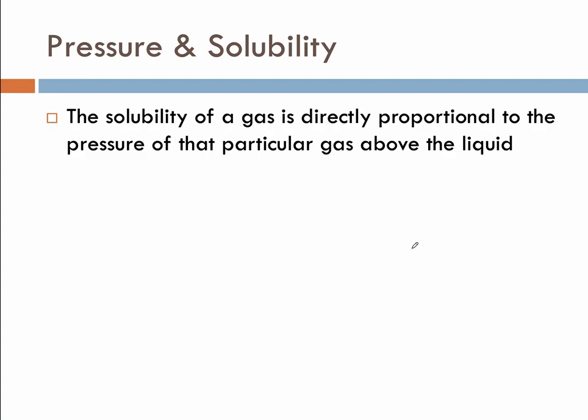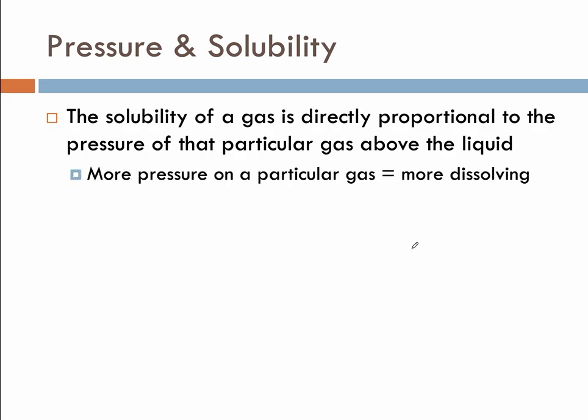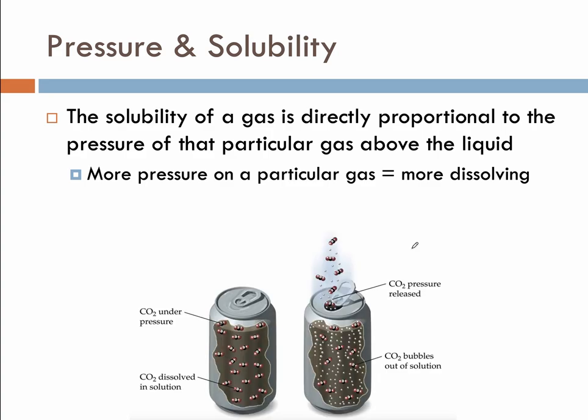We'll talk about more of that in our later units. But if you increase the pressure on a particular gas right above a liquid, more of that gas is going to dissolve into the liquid. So increased pressure on a gas means more dissolving. And a classic example is, of course, a pop can. That's why your pop can is sealed off. There's an increased CO2 pressure inside the pop can.